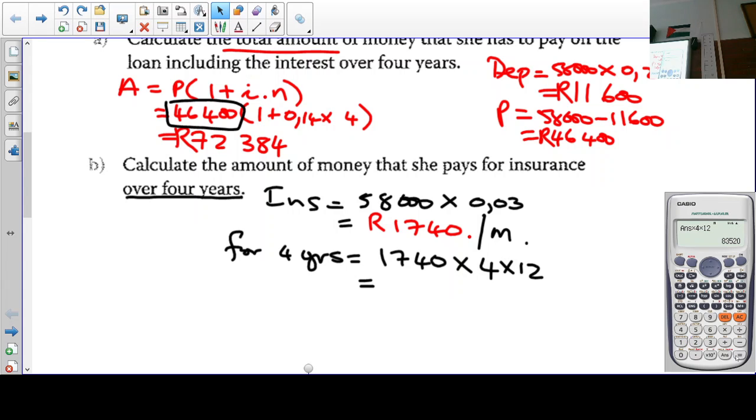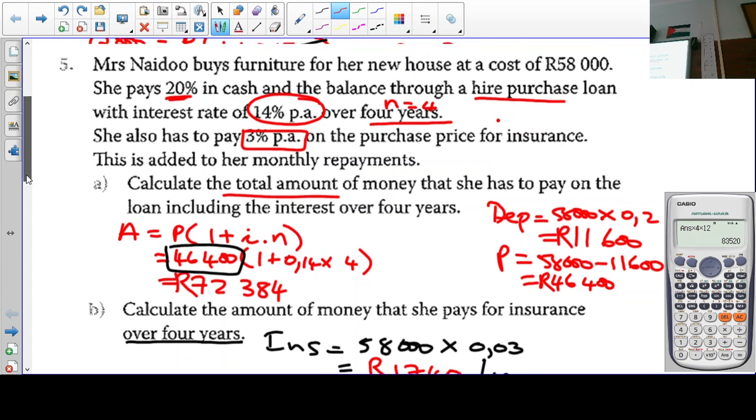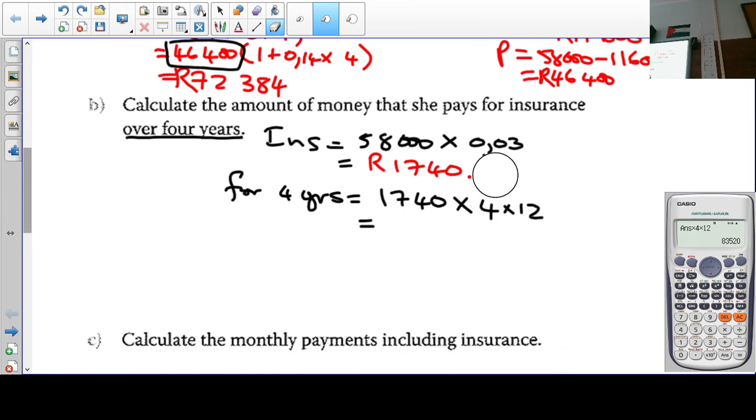Otherwise, if you wanted to do the whole calculation in one, you will get the full mark anyway. Yes? So, why multiply by 12? But that's not the answer. Because if you multiply by 4 years, just like without changing it to months, then it's the right answer. Okay, now let's go again. Here we are told she also pays 3% per annum. I thought it was per month. Sorry, my mistake. It is per annum. That's why I wrote months here. I read months in my mind. This is per annum.